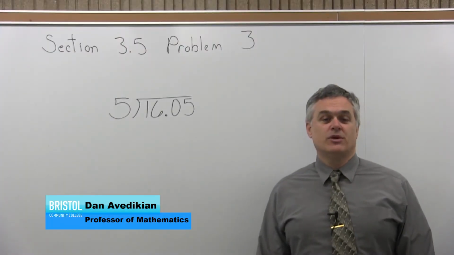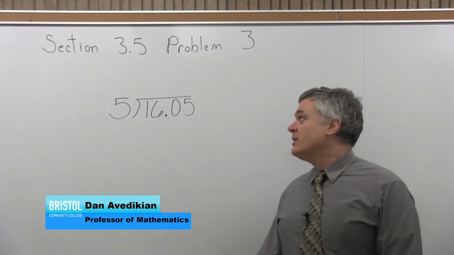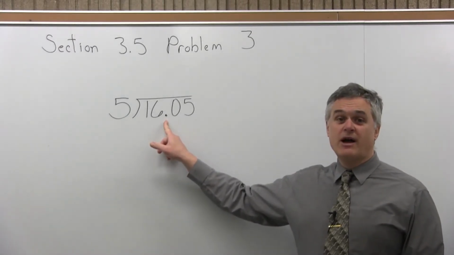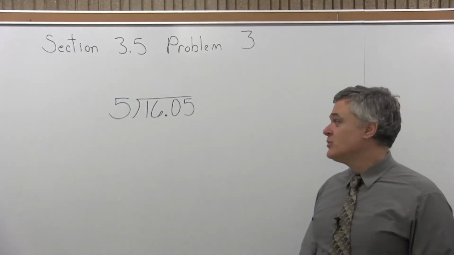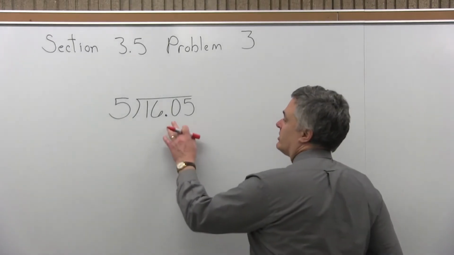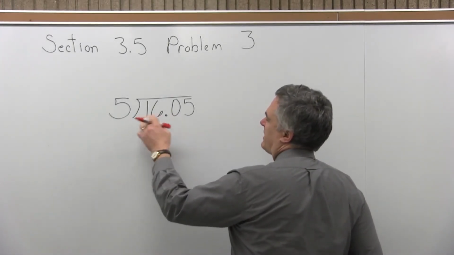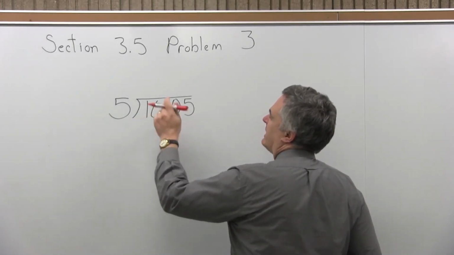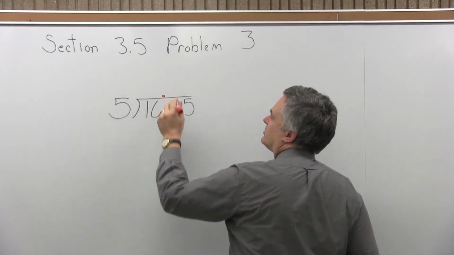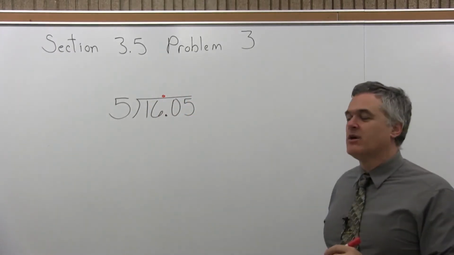This is Section 3.5, Problem 3. We have 16.05 divided by 5. So for a problem like this, you want to initially just ignore the decimal. Just divide 5 into 1,605. And what's going to happen is the decimal will just come straight up into the answer.